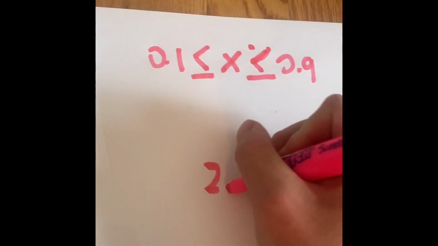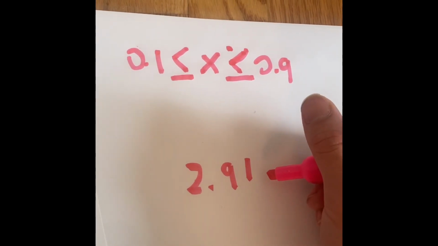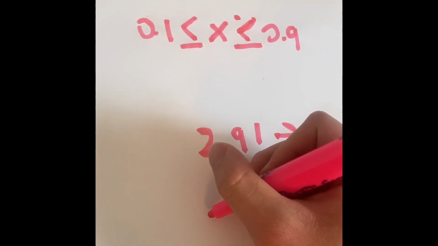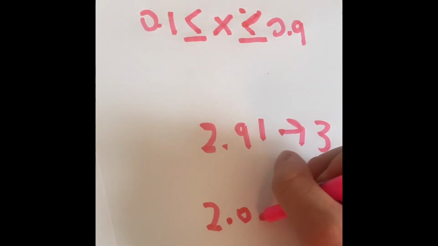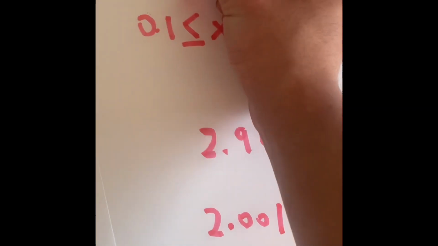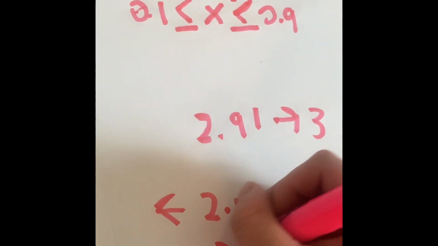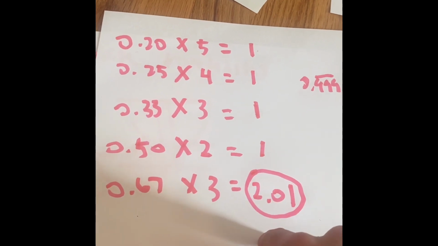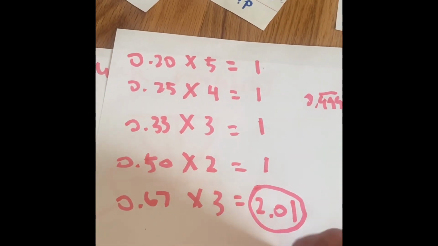If I get 2.91, then it's going to be rounded directly to 3. If I have, let's say, 2.001, it's going to be less than 0.01, then I'm going to round it down to 2. That's why we're going to keep it as 2.01, because it has to be greater than or equal to it. So we're going to keep it as 2.1.